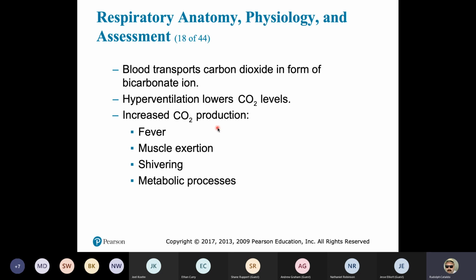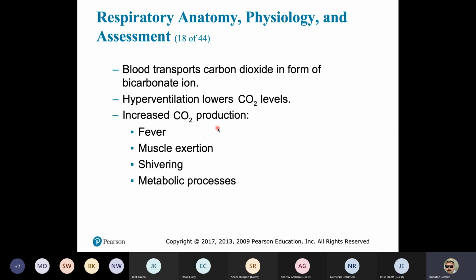Blood transports carbon dioxide in the form of bicarbonate ions. So how do we correct bicarbonate ions? How do we try to counteract that? We'll talk about that later, but just think of that.